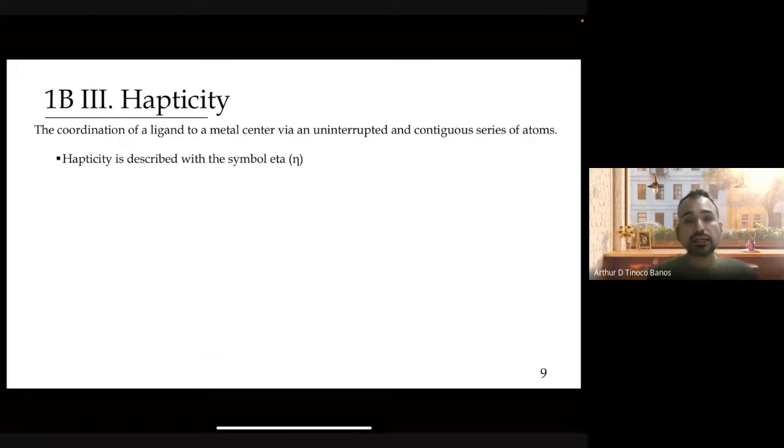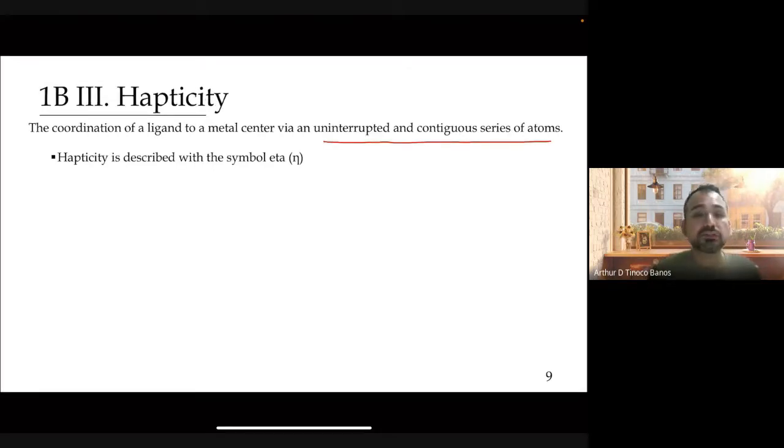All right, so a related concept to denticity is the concept of hapticity. Here we're looking at how the electron density within the particular ligand is interacting with the metal. So it may not necessarily be points of contact directly with atoms, but with electrons that are available to bond to a metal center. This is expanding the concept of how we can define a metal complex. The coordination of a ligand to a metal center via an uninterrupted and contiguous series of atoms defines hapticity.